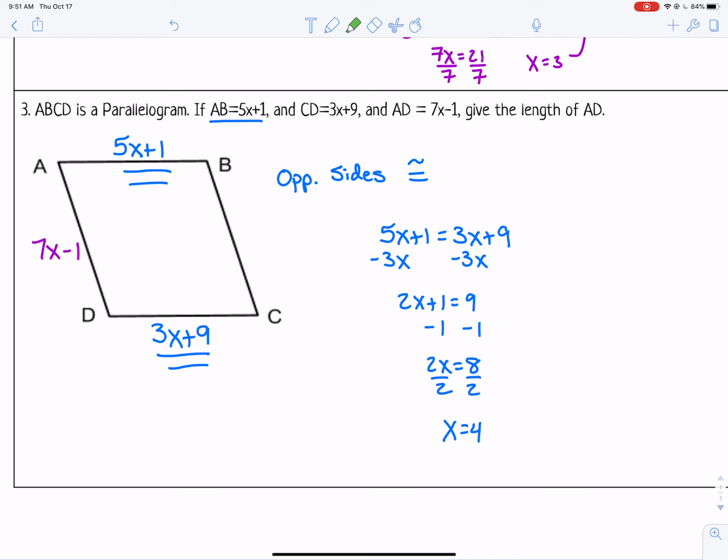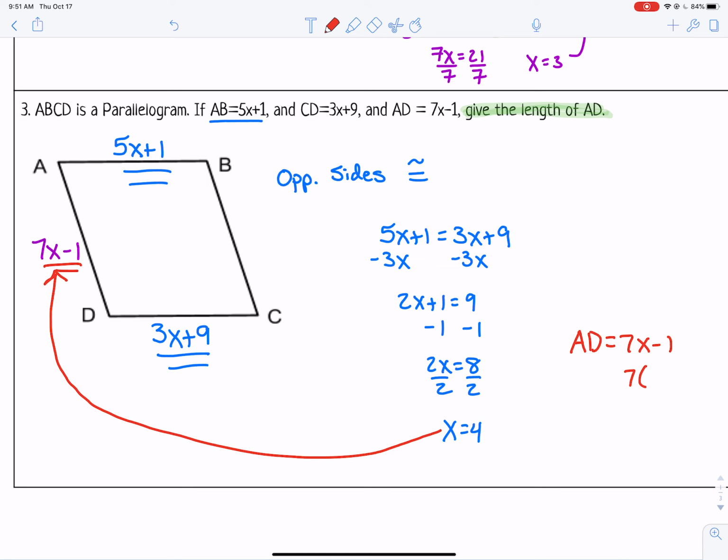But again, make sure you answer the question they ask in each of these problems on your quiz, and it says give the length of AD. So I need to take what I got for x, and I don't want to circle that because that's not the answer. I'm going to plug that into what's over here for AD and write that down. So AD equals 7x minus 1. So that's 7 times 4 minus 1, which is 28 minus 1. So AD just equals 27. Now that is my final answer, so I'm going to put a box around it.